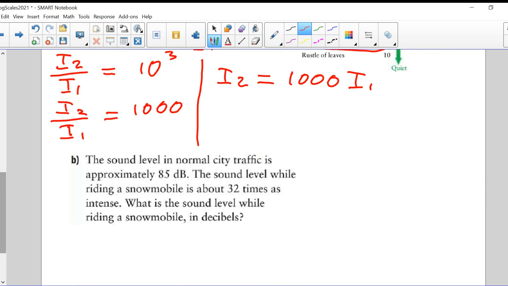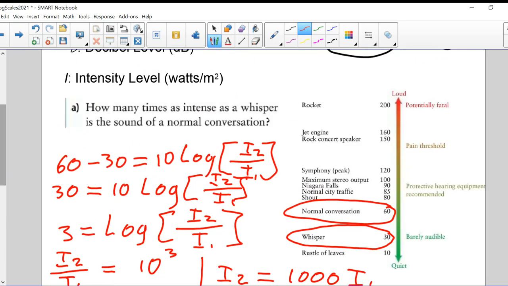So you can always go back and review the stuff from the textbook as well. All right. The sound level of normal traffic is 85 decibels. So in terms of our chart, you see that it's right here on the chart at the 85 decibel level, right? That's where they say that normal city traffic tends to be. So obviously it's higher than a shout, higher than normal conversation, higher than a whisper, and so on and so forth.